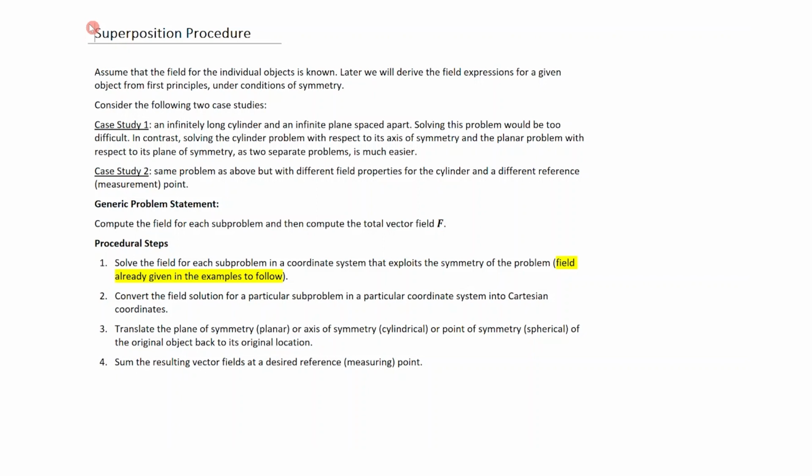Thirdly is to translate the plane of symmetry or axis of symmetry or point of symmetry, and these symmetries basically relate to different types of objects. So if we're talking about an infinite plane, it's planar. If it's a cylinder, then it's an axis symmetry. If it's a sphere, then we talk about a point of symmetry. What we need to do is translate everything back to its original location in terms of where the calculations are to be taking place. And the last step is to sum the resulting vector fields at the desired reference point, the actual physical point at which you want to calculate the total field.